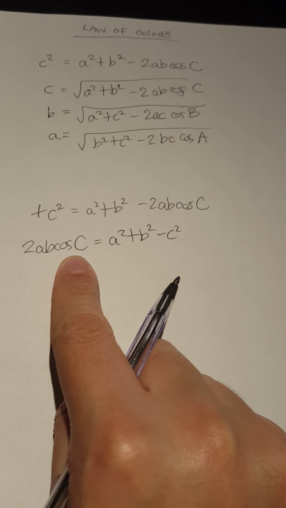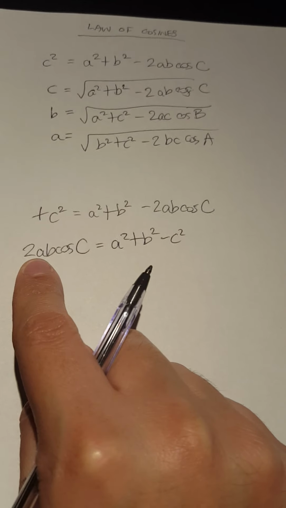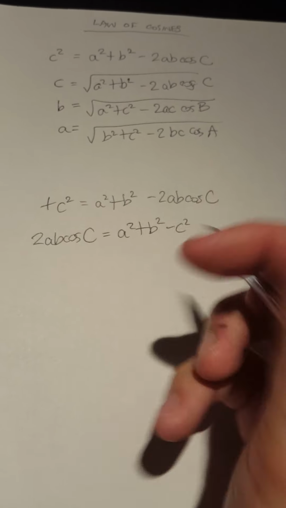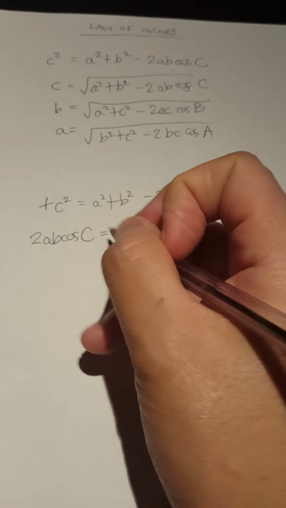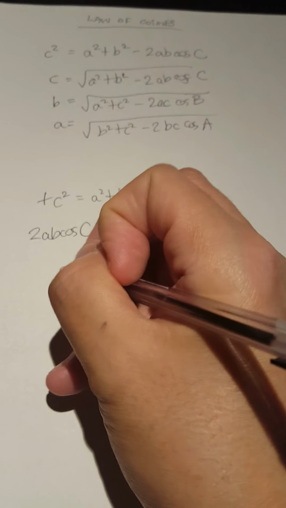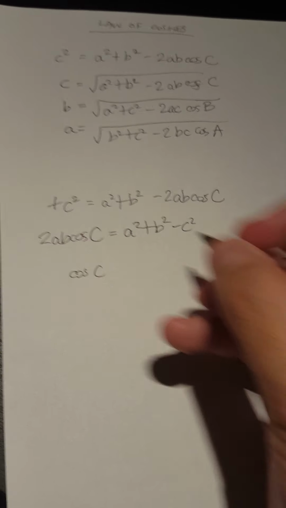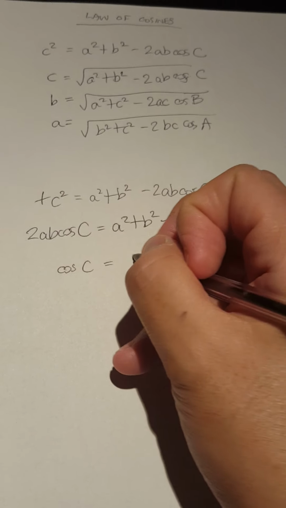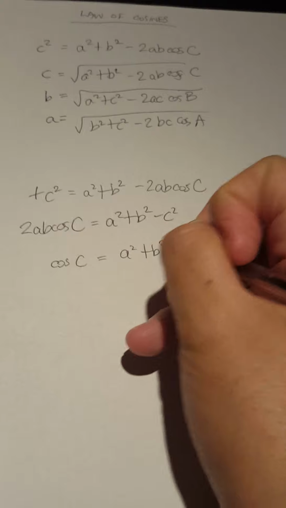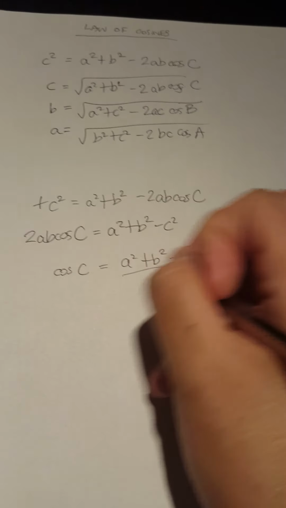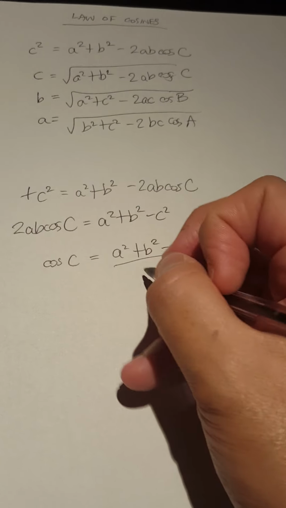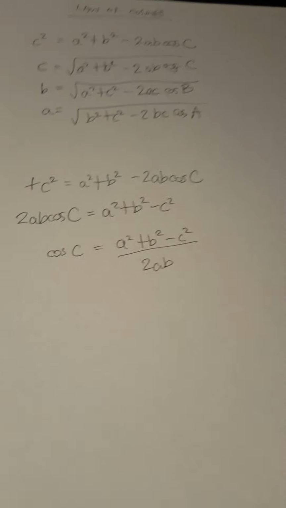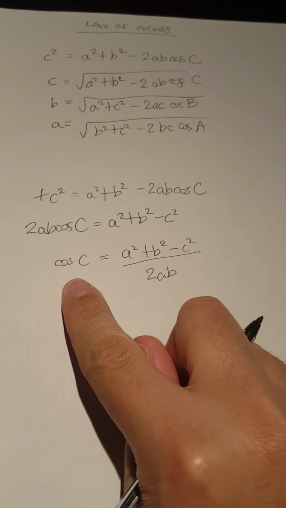Then here I just want the cosine C, which means I have to get rid of the ab, which are being multiplied. To get rid of that, you divide both sides by it. We're going to skip that step. So cosine big C is equal to a squared plus b squared minus c squared over the 2ab that I divided. Okay, so cool, we got this by itself.